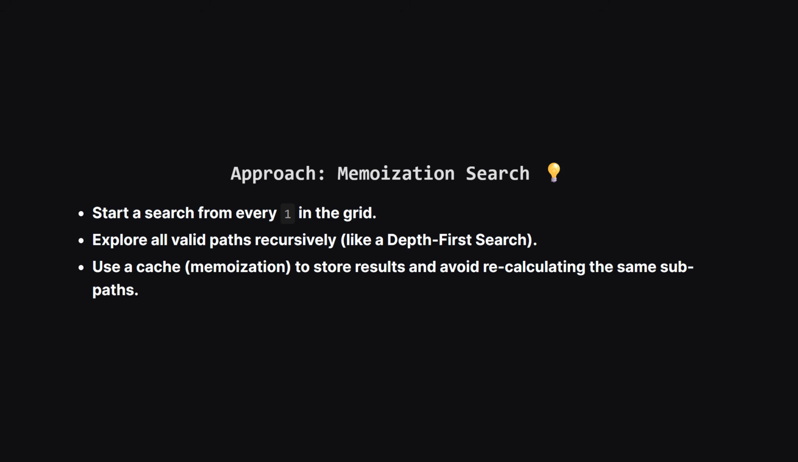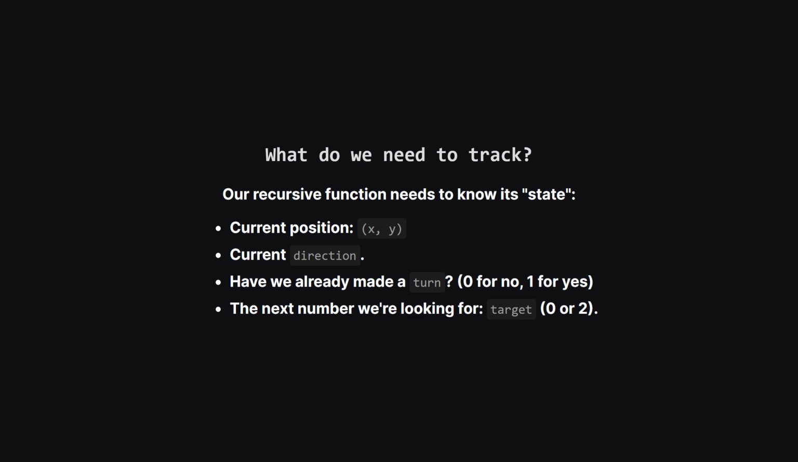To avoid redoing all that work, we'll use a cache, which is a technique called memoization. If we've already calculated the longest path from a certain state, we just look up the answer, instead of calculating it again. For our recursive function to work, it needs to keep track of its current state. What information is essential at each step?